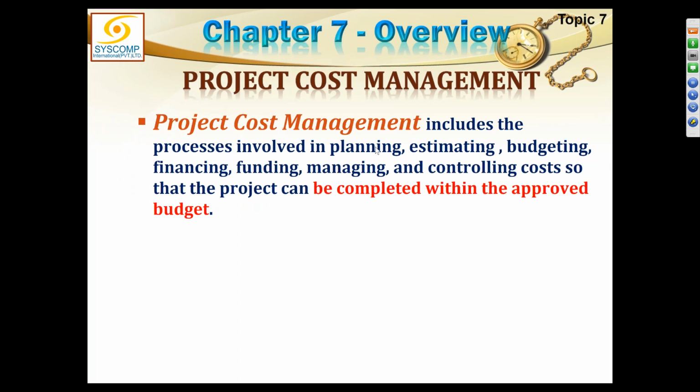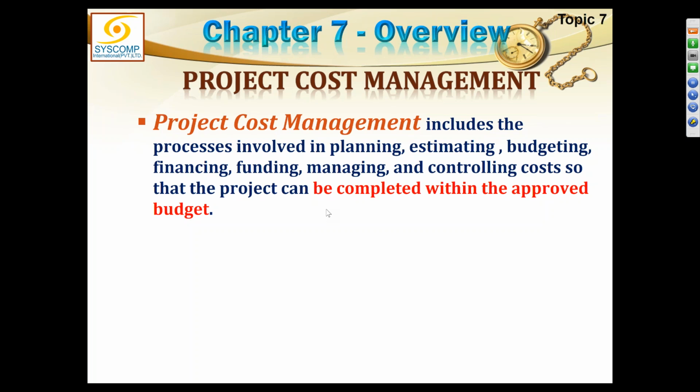Project cost management as a whole includes the processes involved in planning, estimating, budgeting, financing, funding, managing, and controlling cost. So all of these aspects of managing cost are included here. We plan the cost, we estimate it, we budget it, we do the financial arrangements, we organize how much funding is required at what stage of the project, and then later on in monitoring and control, we manage the cost and we control it through some mechanism so that the project can be completed within the approved budget. And that is our target.